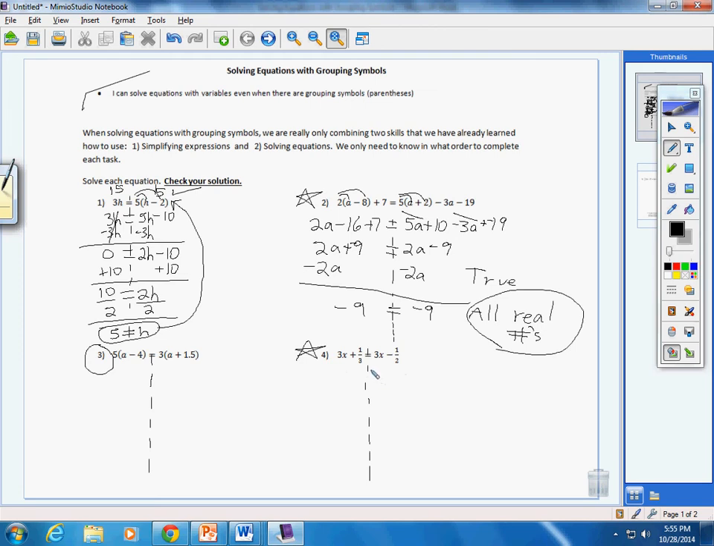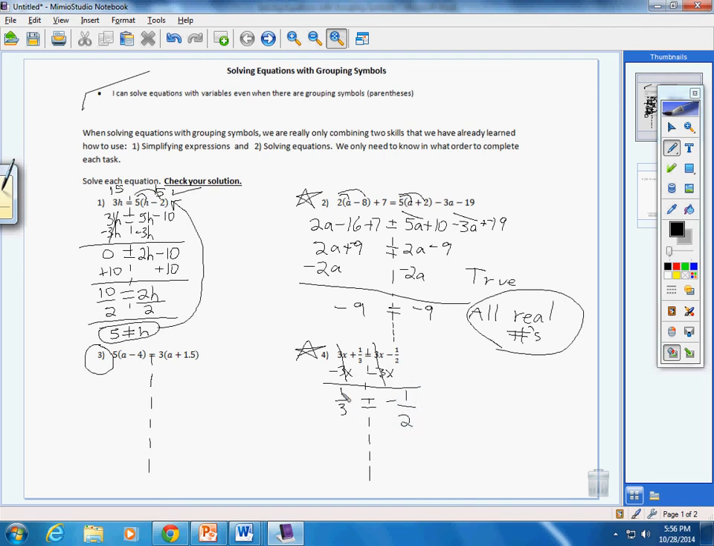Step 6, here we are. Let's try and get all our variables onto the same side. So I'm going to subtract 3x from both sides. 3x minus 3x is 0. But on the left side, we should still have a positive 1/3. Of course, that's going to equal, and then we have 3x minus 3x is 0, and then we have a negative 1/2.